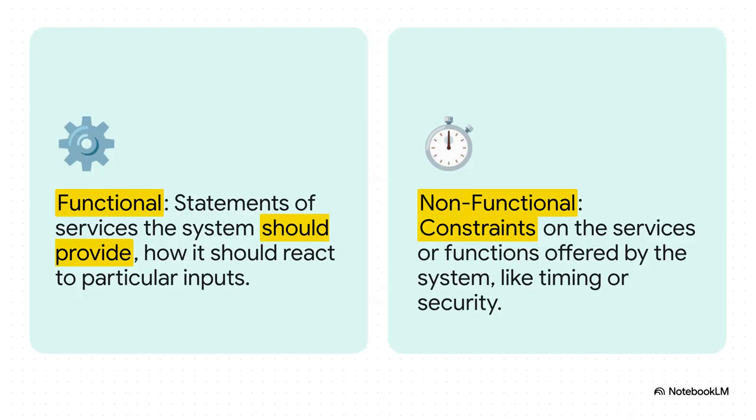And this is where that blueprint gets really detailed. It's basically broken into two main parts. First, you've got your functional requirements. This is what the house must do. It needs a front door, it needs windows. For software, that might be a user needs to be able to log in.